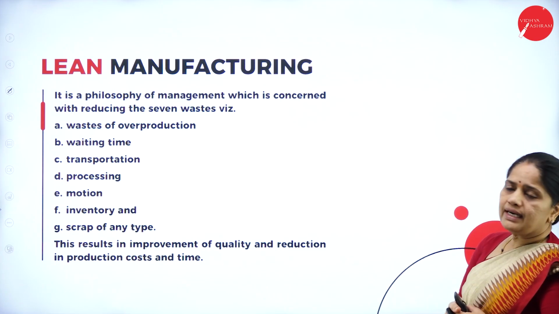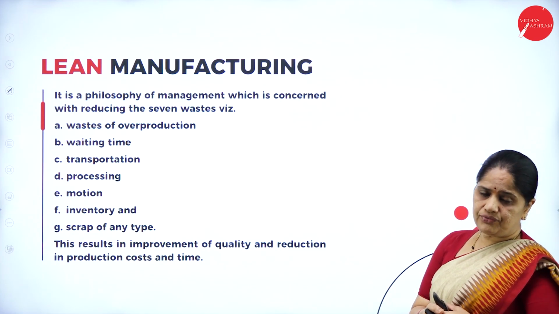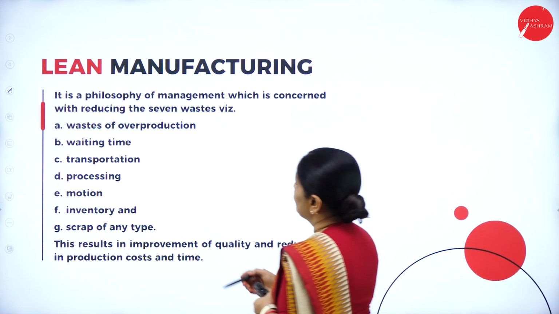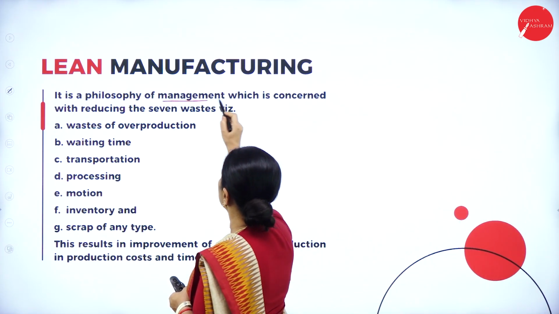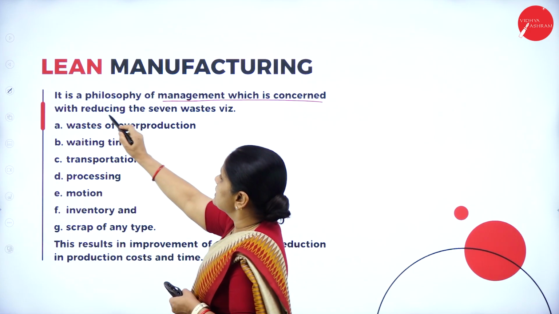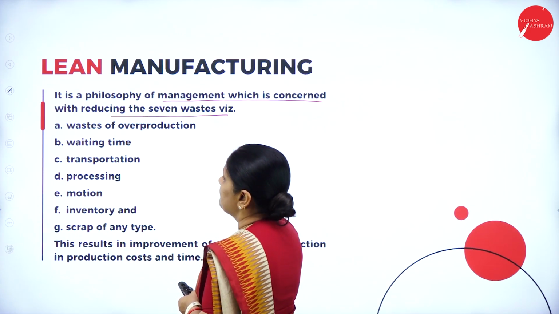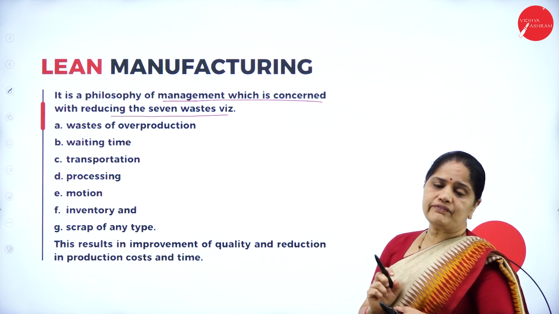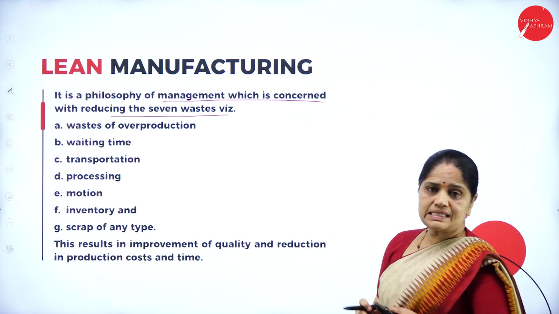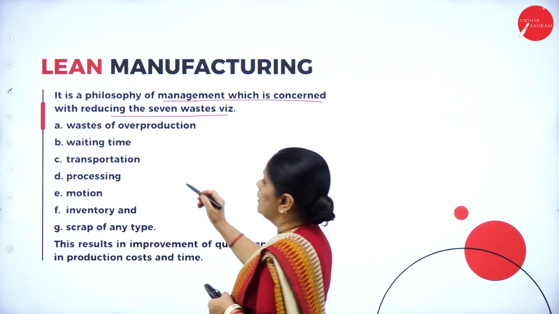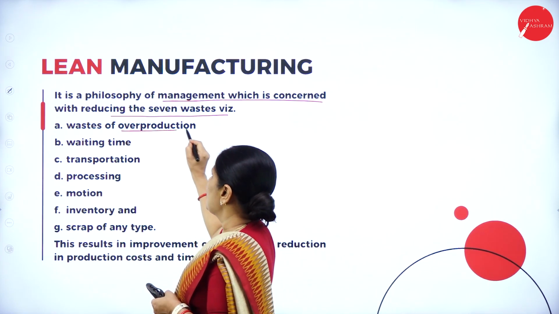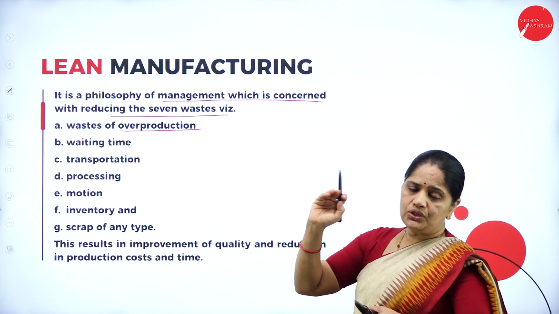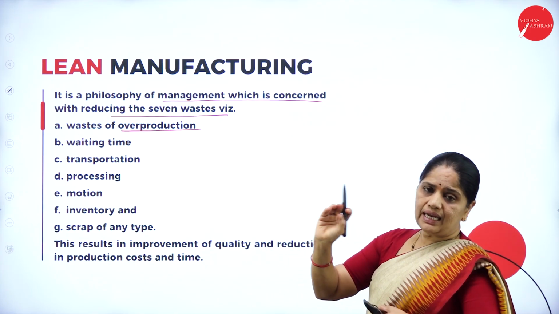Then the second type of scientific method is the lean manufacturing. So, what is lean manufacturing? It is a philosophy of management which is concerned with reducing the 7 wastes. So, in lean manufacturing, we are reducing the 7 wastes of production. What are the 7 wastes of production? First one is waste of overproduction. See, whatever is the given target, you just produce that given target and keep quiet.